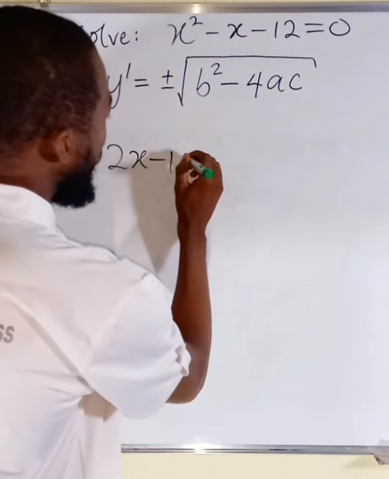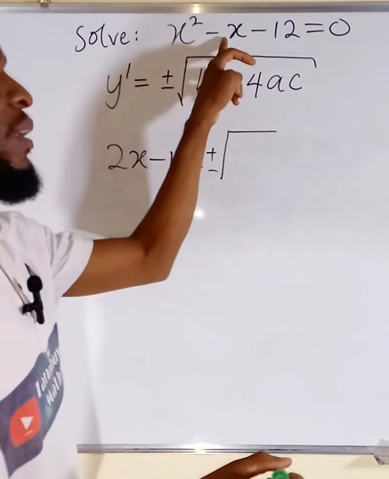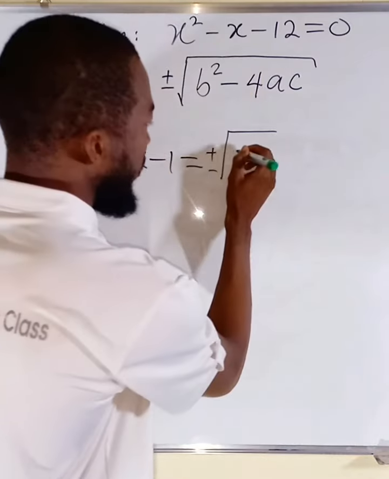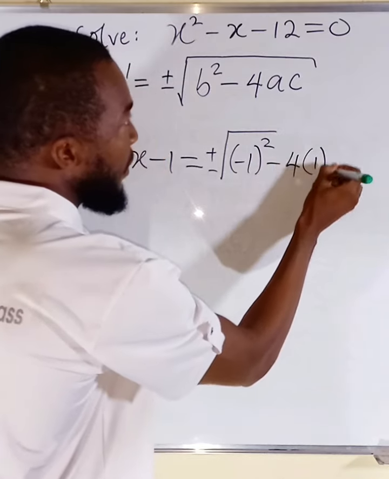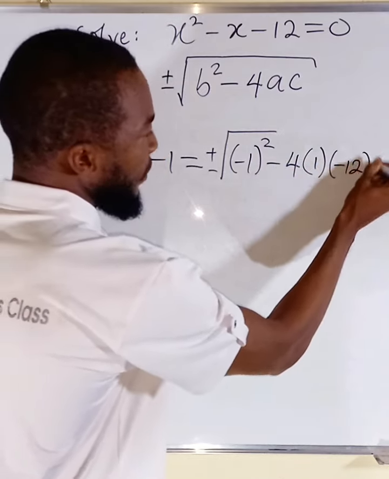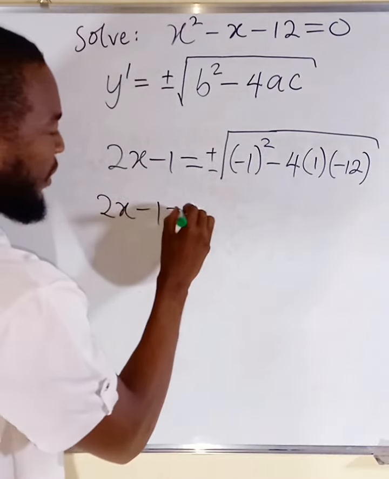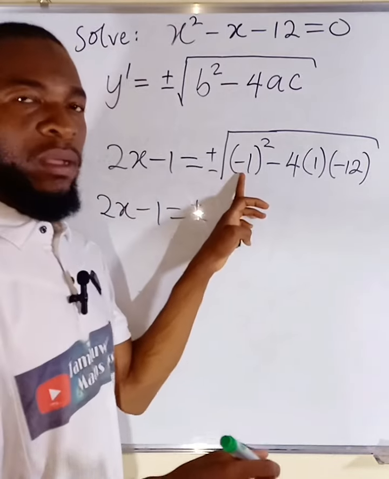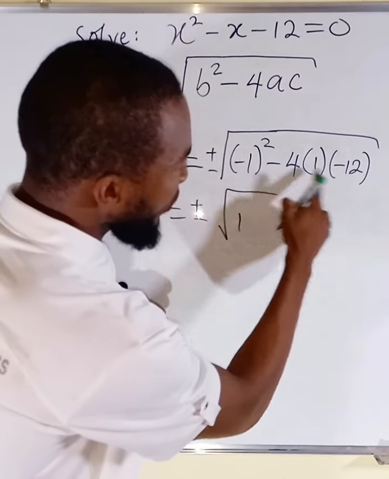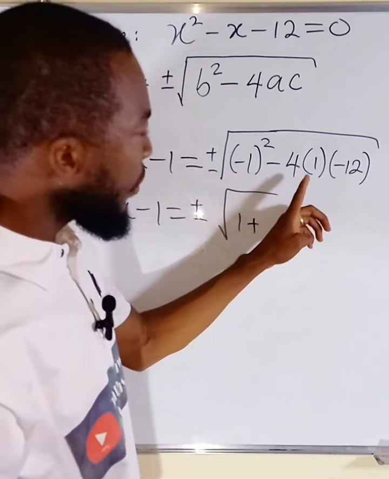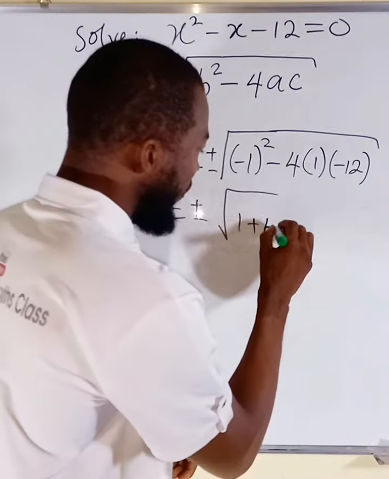We forget about it. So this is equal to plus or minus the square root of b squared. Coefficient of x is -1. -1 all squared minus 4. A is 1. C is -12. Let's simplify this. This is 2x minus 1 equal to plus or minus -1 squared is 1. We have 1. Minus we have plus. 4 times 1 is 4. And 4 times 12 is 48. So we have 48 here.